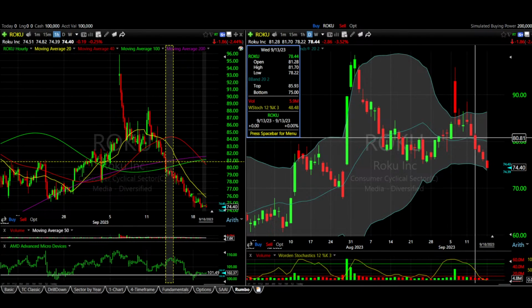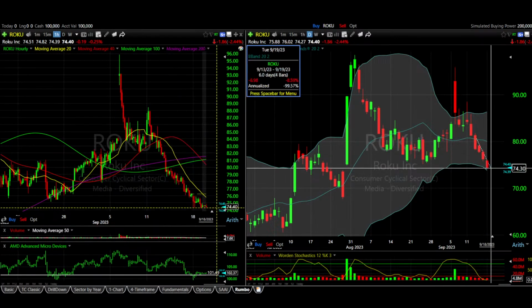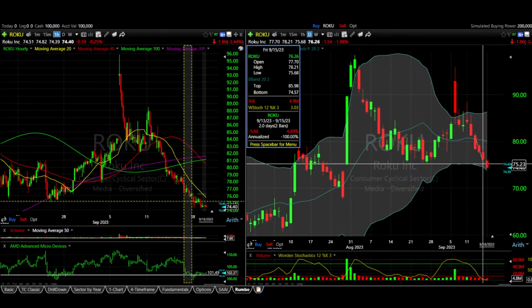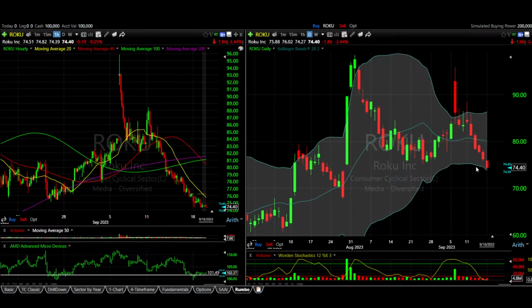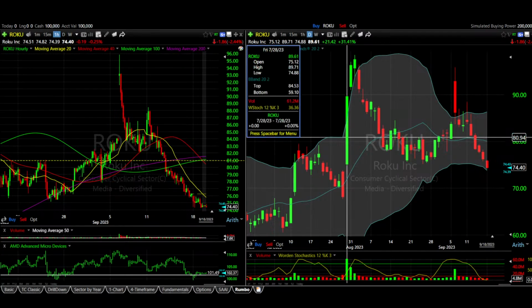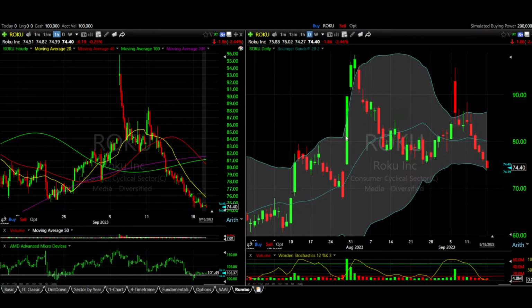Then it goes from $81 or $80 to $74, where it's at now. Bam. Just using the phase 1 strategy. Now, with phase 2, as you can see, it breaks upwards. It breaks upwards, the BB.